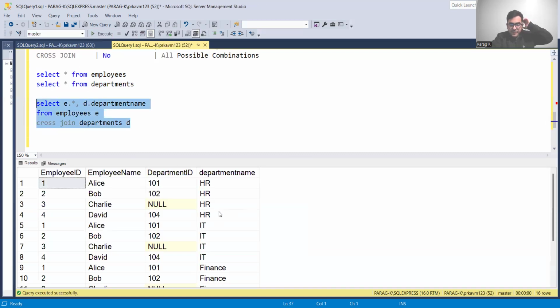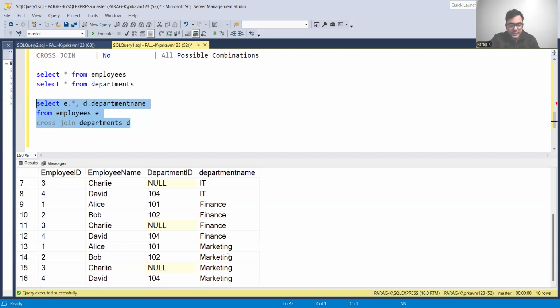So you see here, for 102, 103 is not there, so HR for everything. Similar combinations for all of them. So it has joined the entire thing together, and that's what cross join means. All the possible combinations. So in here we have almost 16 or something. So that is the basic understanding of cross join.